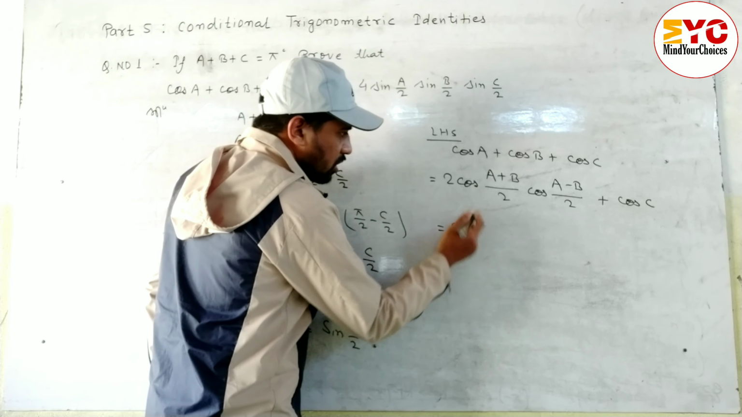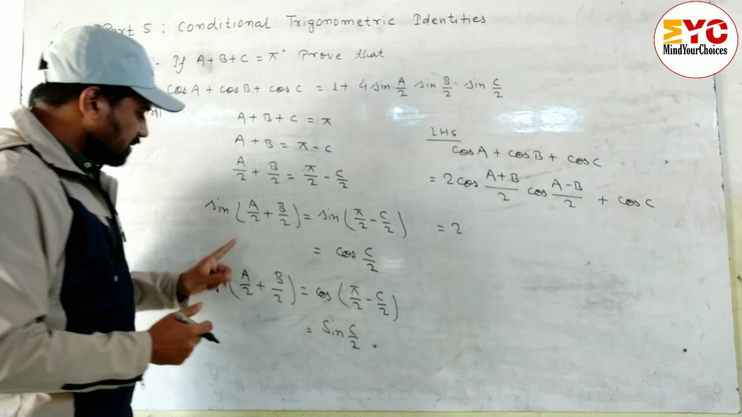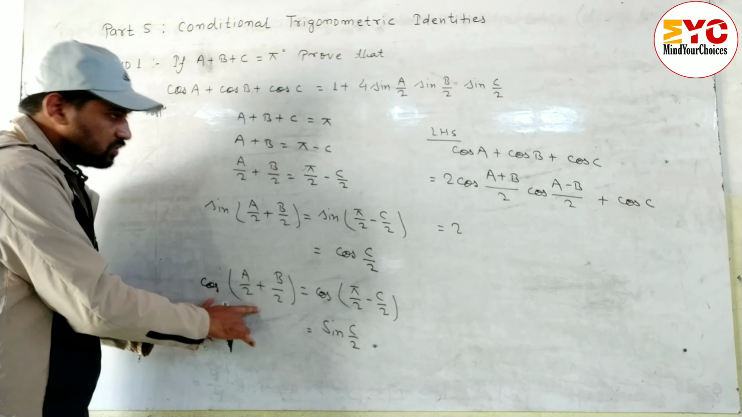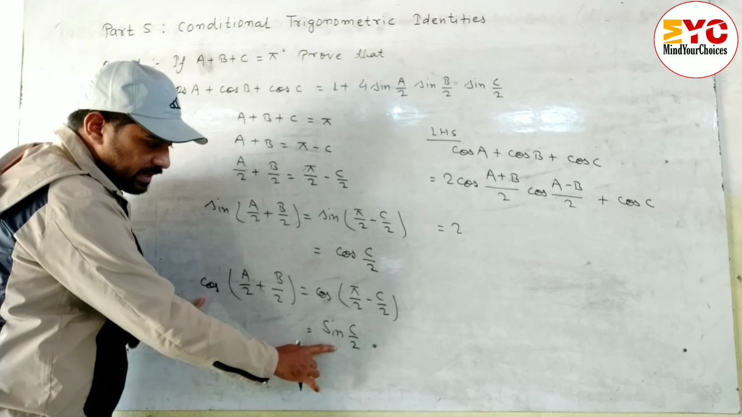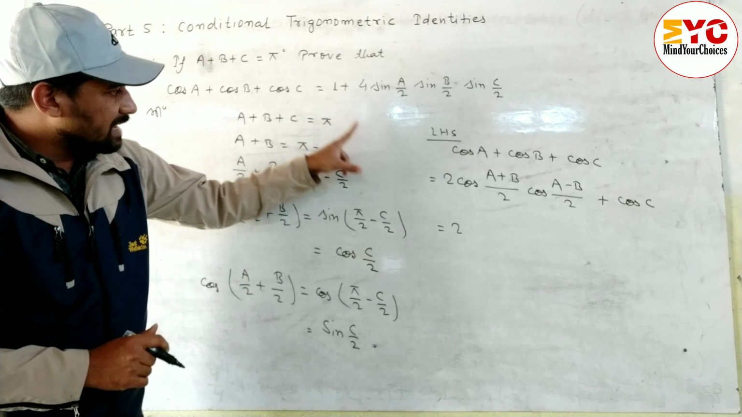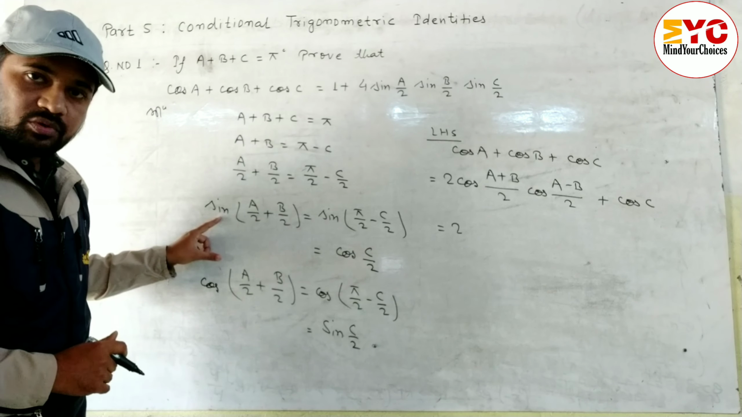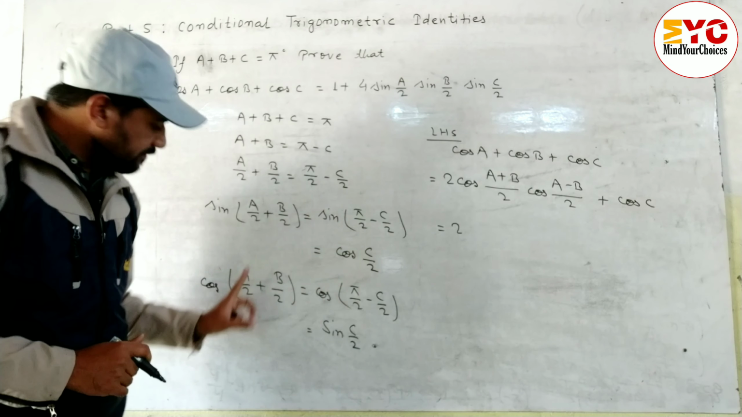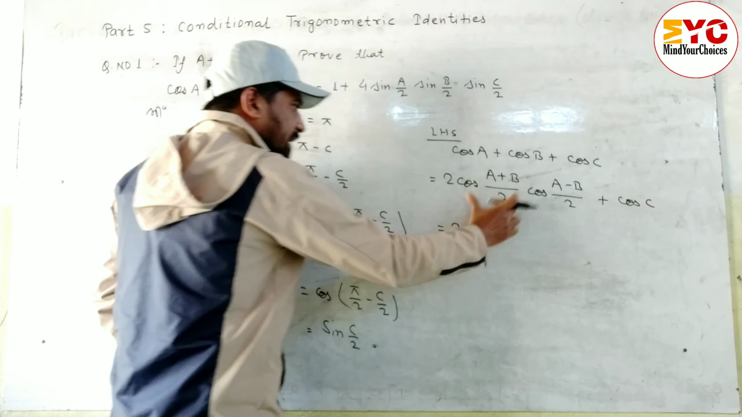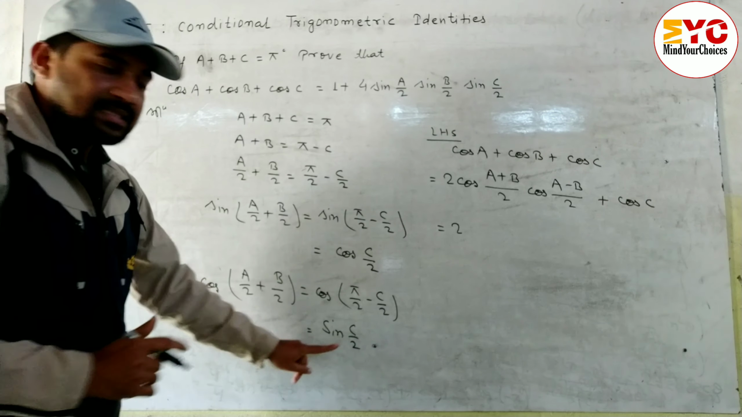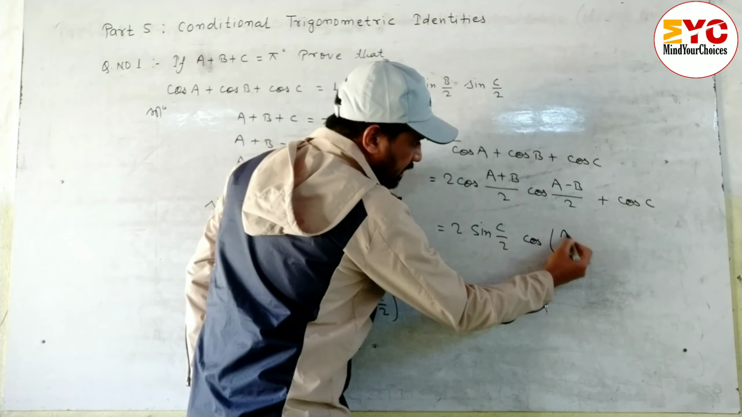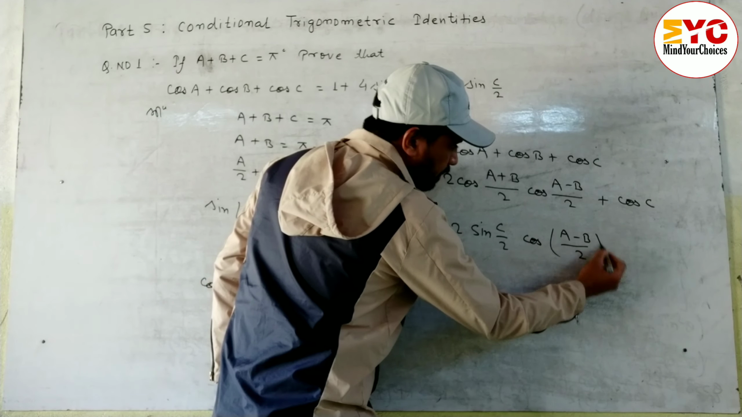Now 2 cos of A plus B by 2. What is the value of cos of A plus B by 2? You can see here we already found a by 2 plus b by 2, it means A plus B by 2, same thing. So the value of cos of A plus B by 2 is sine C by 2. Always when a plus b plus c is equal to pi is given, always take C to the other side, take sine both sides and cos both sides and find out the value, and after that put these values while taking the LHS. So we can write here sine C by 2 cos of A minus B by 2 plus.